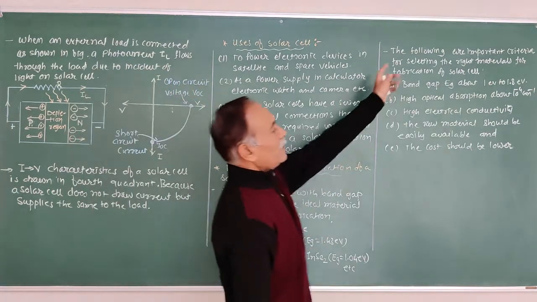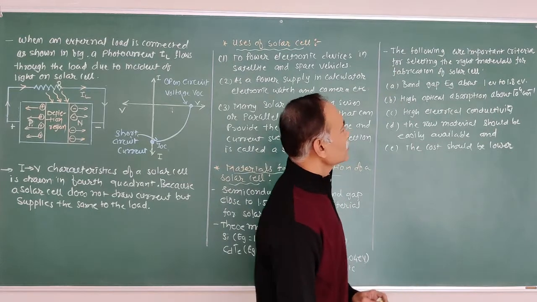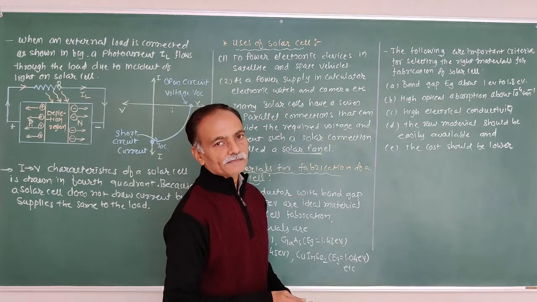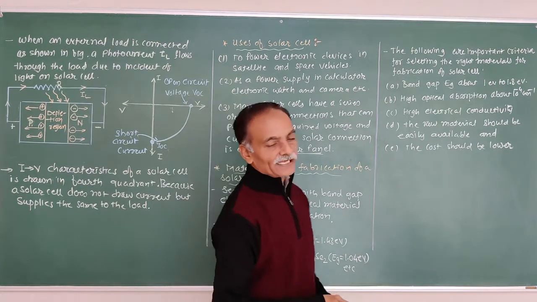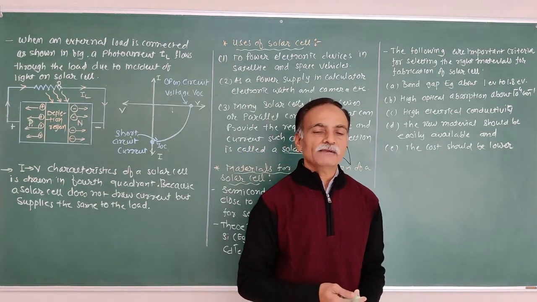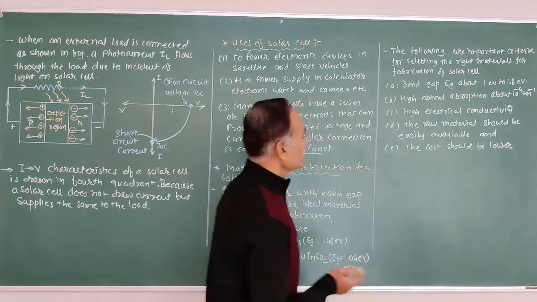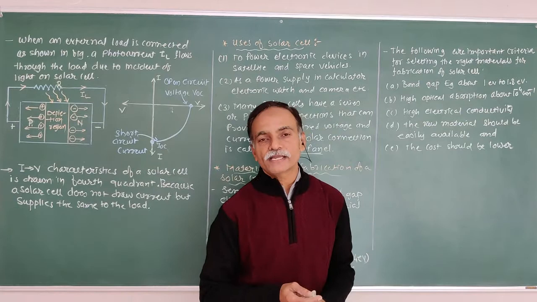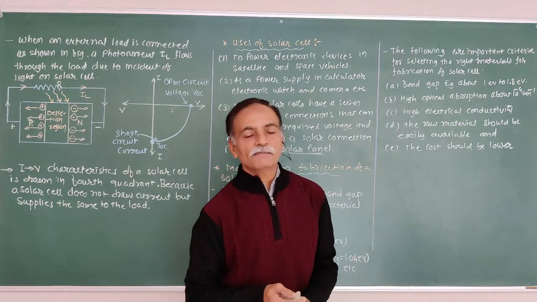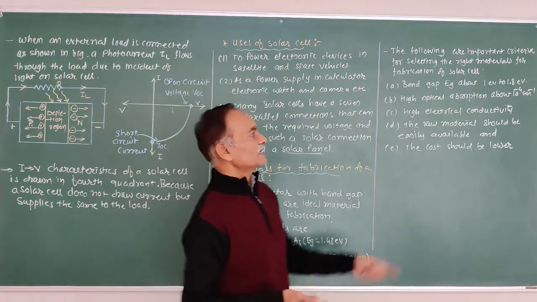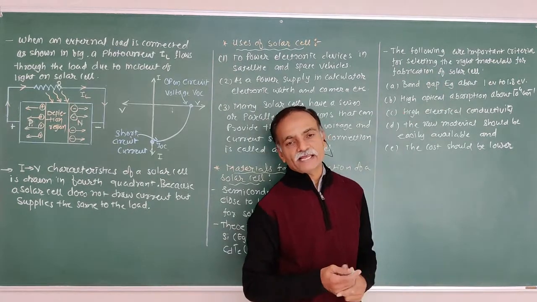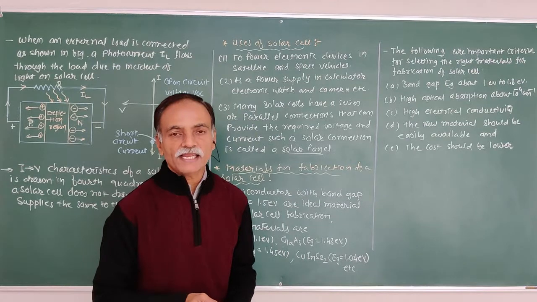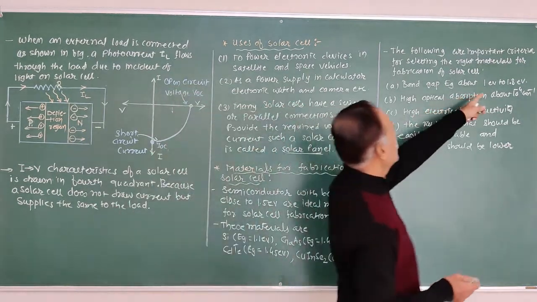The following are important criteria for selecting the right material for fabrication of a solar cell. What is the criteria for selecting the material? First, the band gap is about 1 electron volt to 1.8 electron volt. Whatever material is selected should have band gap energy that lies between 1 electron volt and 1.8 electron volt.